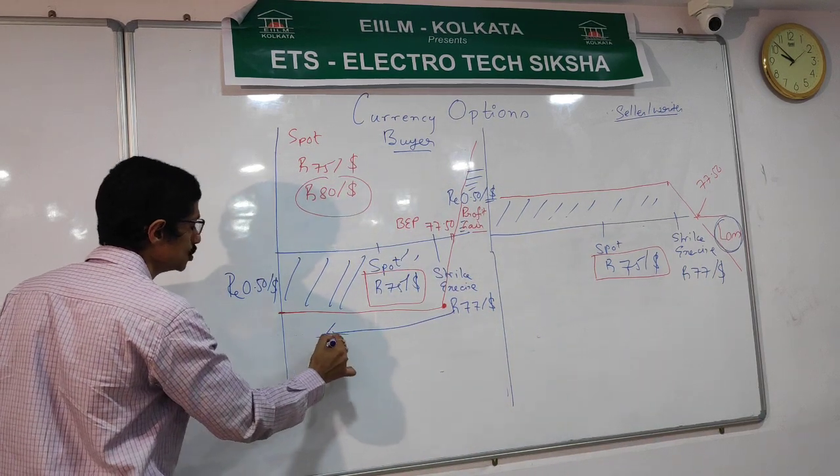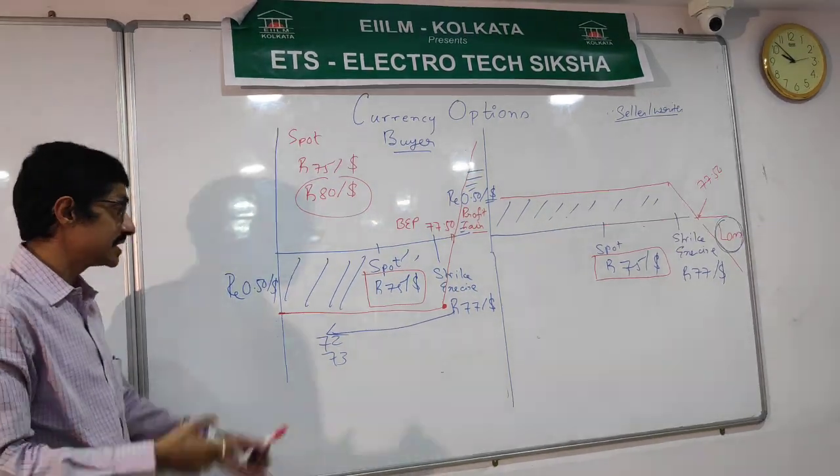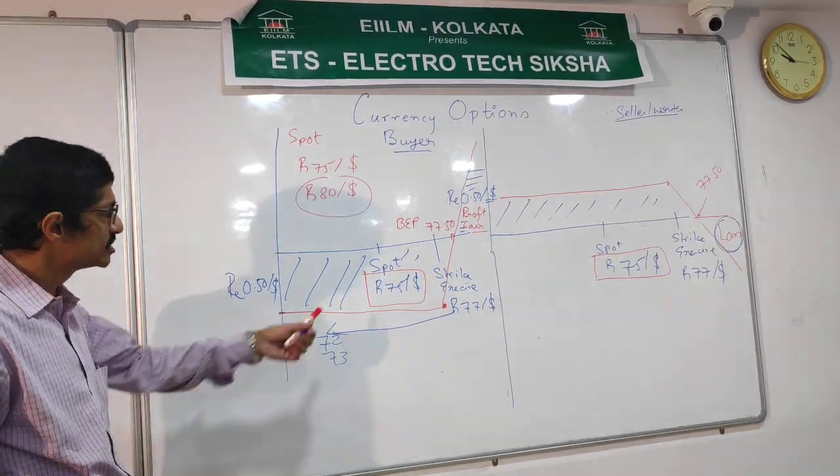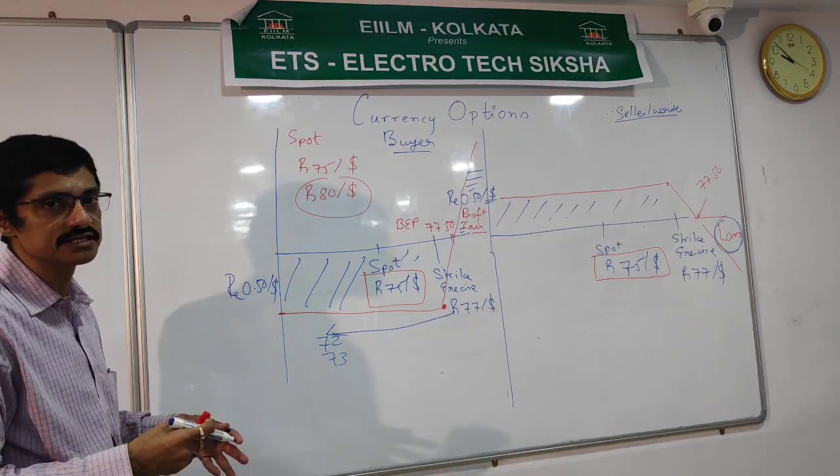We can do the same thing with a strike price which is maybe lower than the spot. It can be 72 or 73. Such options are called in the money. That means I can get it immediately at 72 or 73 instead of 75. And naturally, the options are going to be expensive.